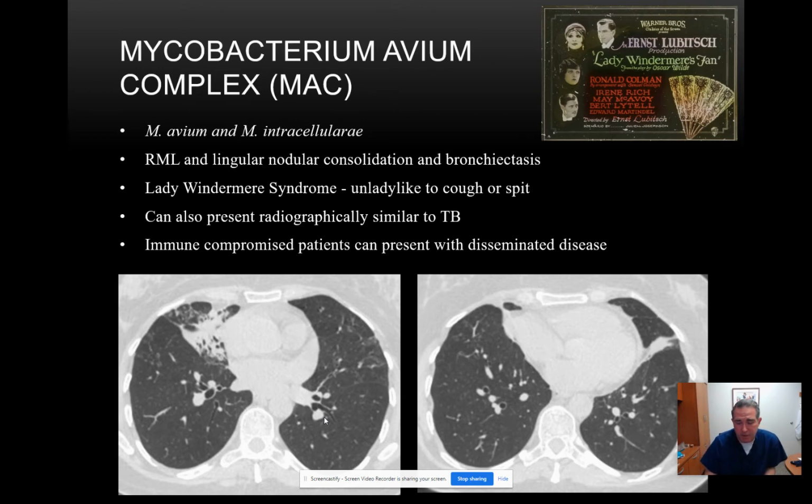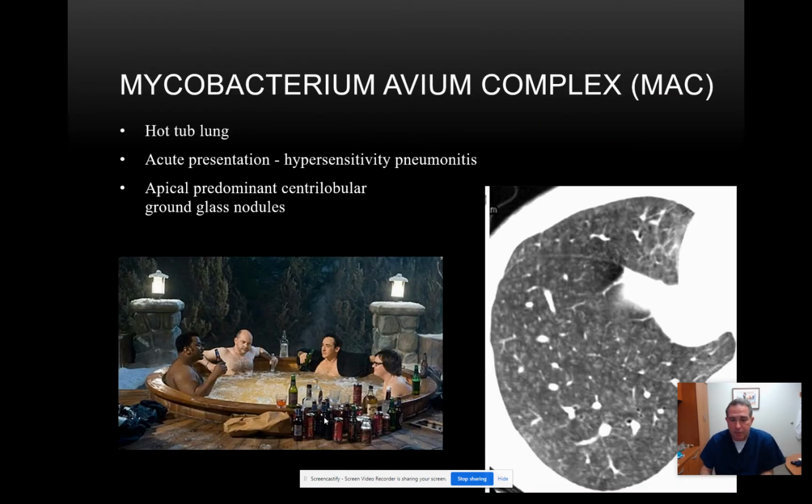MAC can also appear like TB, like we think of TB as upper lobe cavitary disease. So there's two main forms of MAC, or three main forms. The third form of the way that MAC can present radiographically is an acute hypersensitivity pneumonitis. So diffuse or slightly upper lobe predominant centrilobular ground glass nodules, where you're actively inhaling MAC, and that is called hot tub lung.